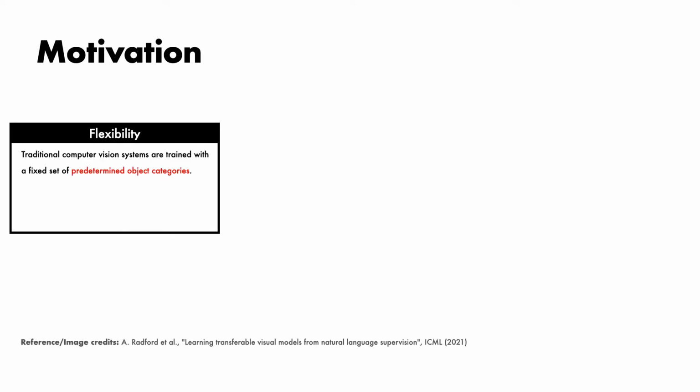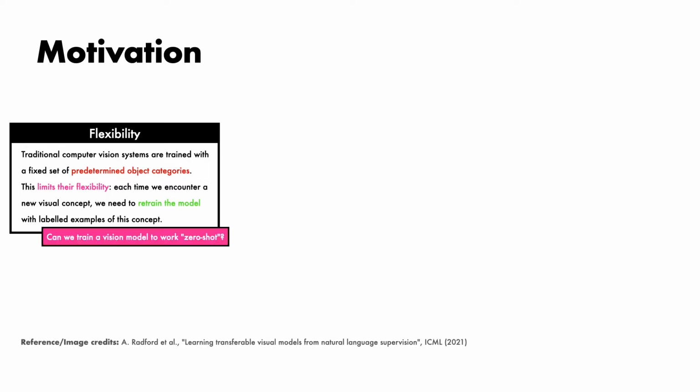The first observation made by the authors is that traditional computer vision systems are typically trained with a fixed set of predetermined object categories, often on annotated datasets such as ImageNet. While this approach has had many successes, it limits flexibility, since each time we encounter a new visual concept, we need to retrain the model with labeled examples of this concept. This poses the question of whether we can train a vision model such that it works in a zero-shot manner without requiring fine-tuning for new classes.